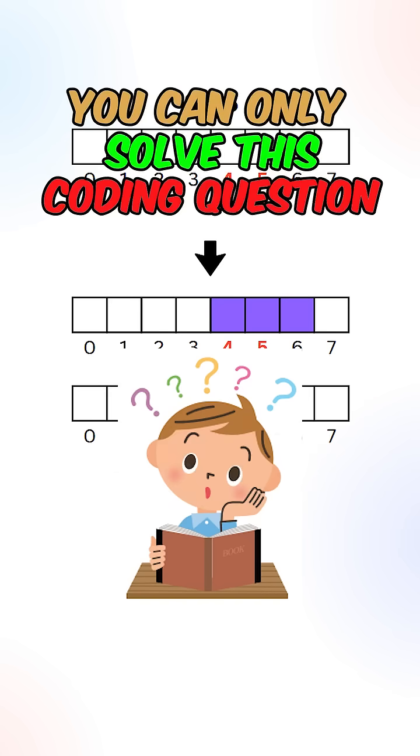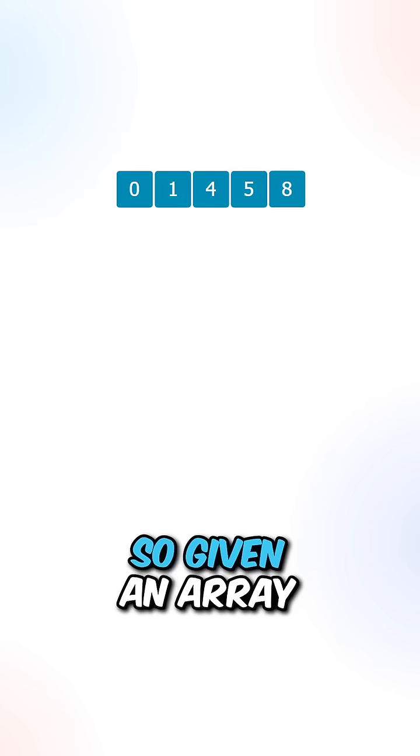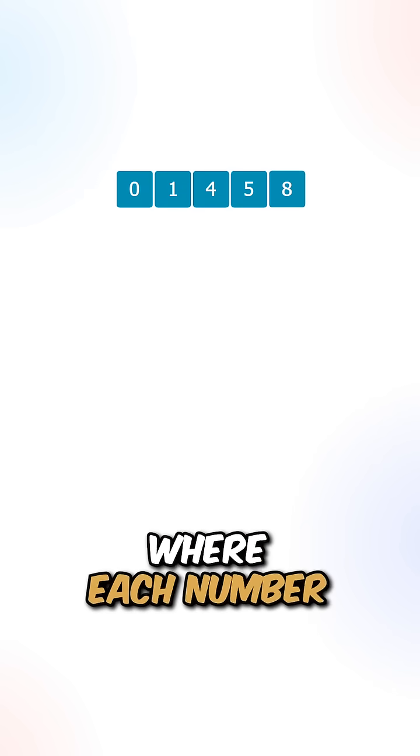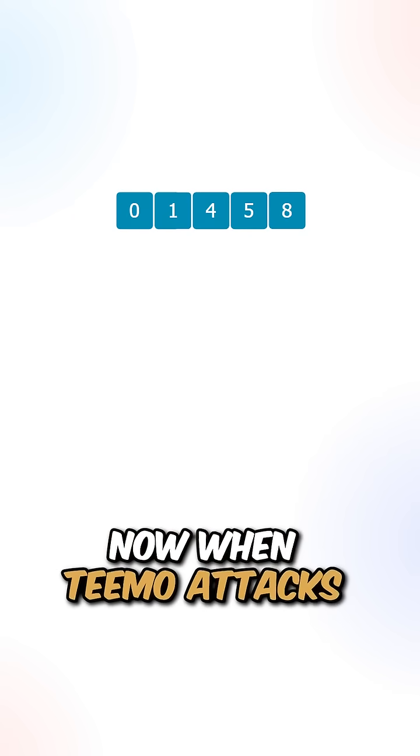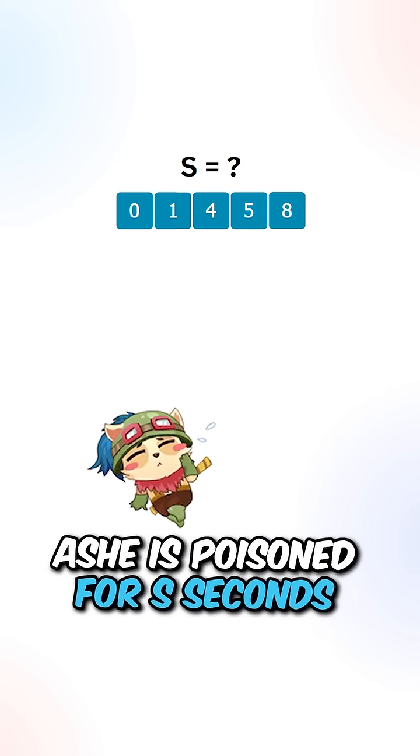You can only solve this coding question if you play video games. Given an array of sorted integers where each number represents the timestamp in which Teemo attacks Ash. Now when Teemo attacks, Ash is poisoned for S seconds.